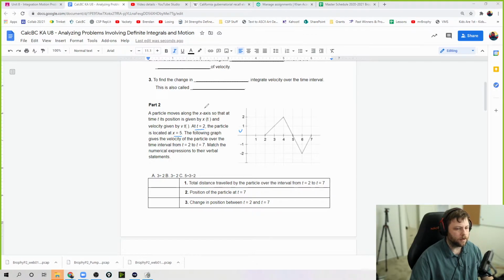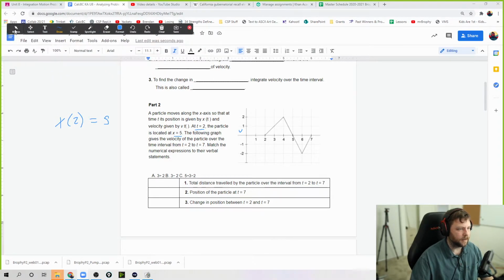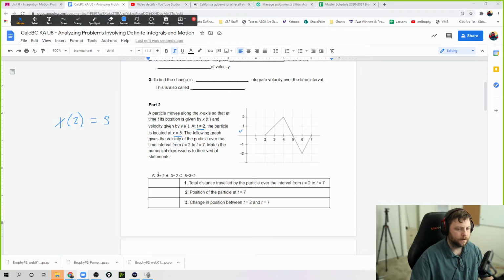So I might even make a note here and say, hey, x(2) is equal to 5. All right, I might make those notes like that. And let's see which of these I can actually plug in. So the total distance traveled by the particle over the time from 2 to 7. Well, your total distance traveled, remember, is like the absolute value of these movements. So, what's the area of these regions? I think we probably want to add these up.